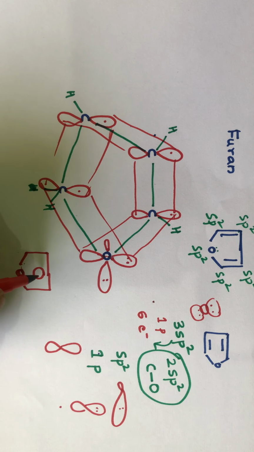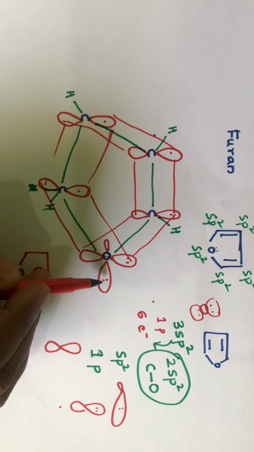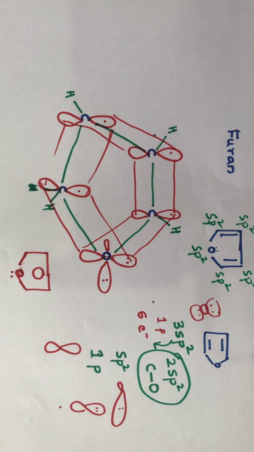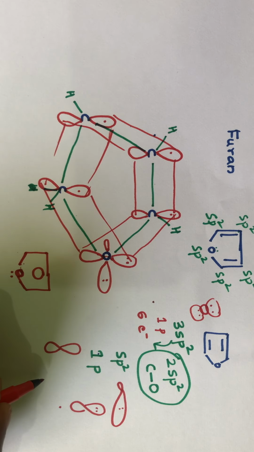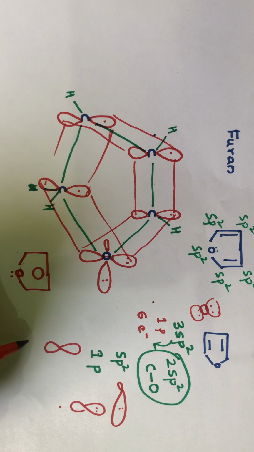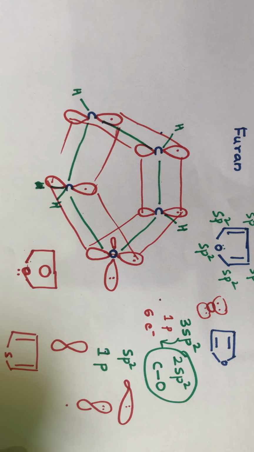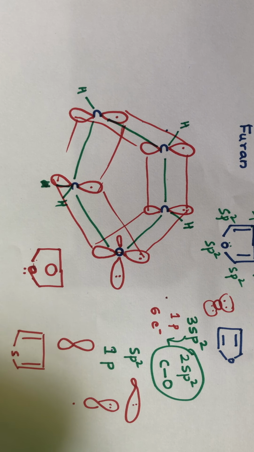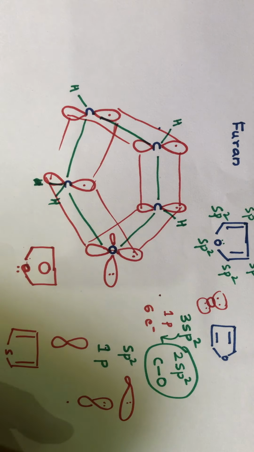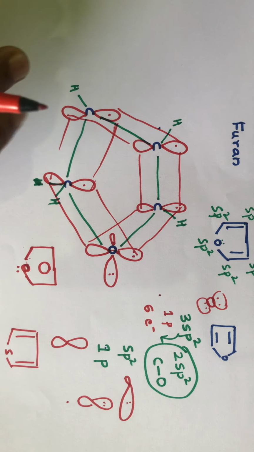So this is a furan molecule, which indicates there is a delocalization of electrons, and the one lone pair of electrons that is present here is not involved in delocalization. Okay, so this is about the furan structure. We have another molecule called thiophene. Thiophene will have the same arrangement as this; instead of oxygen there will be sulfur. The arrangement is the same. Okay, hope you got an idea regarding these things.